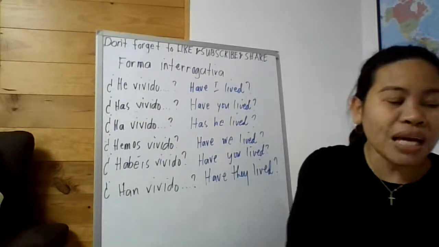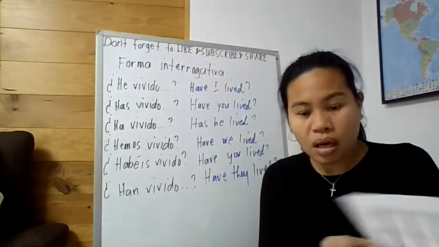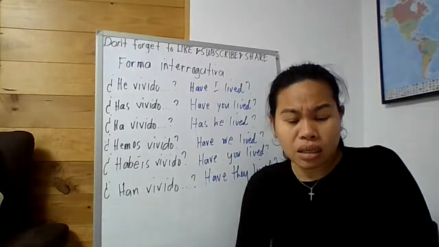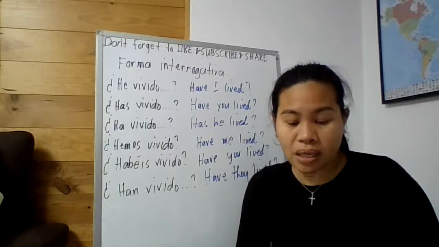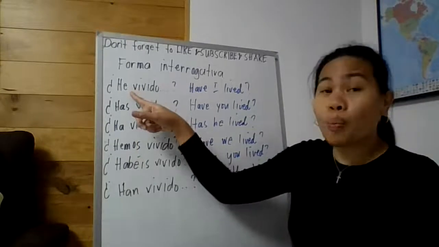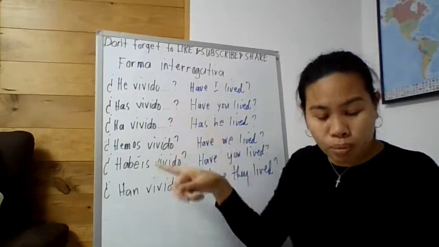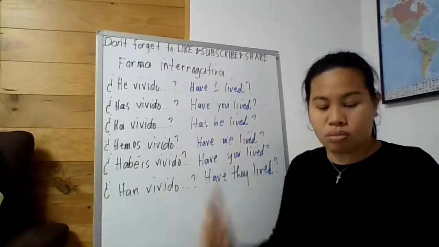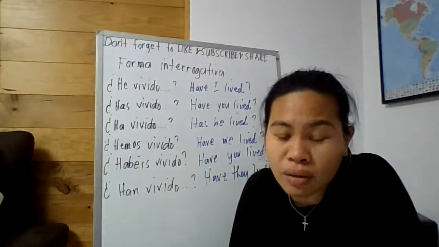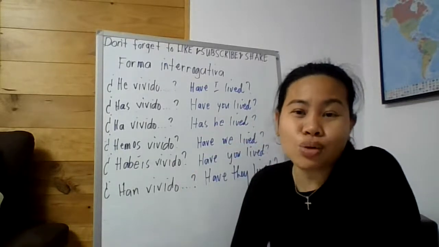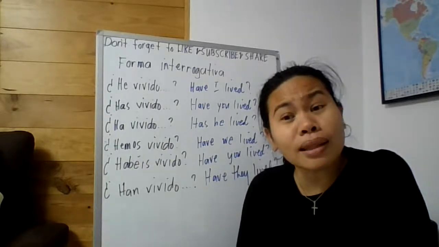Pag-past na yung pag-uusapan natin. Actually kasi, halimbawa, pag-uusapan na natin ng past, magiging ube. Ube, ubiste, ubo, obimos, obistes, obieron. Gano'n na yung ano niya. How about the irregular? Ayan, nabasa ko na pala yun.